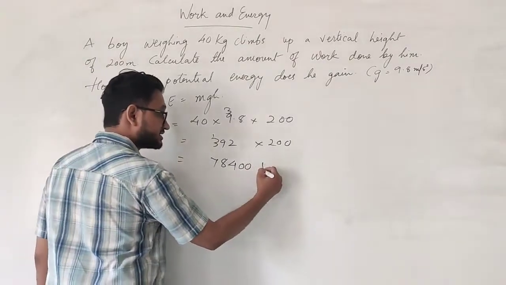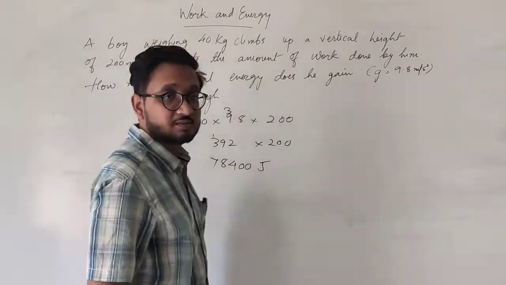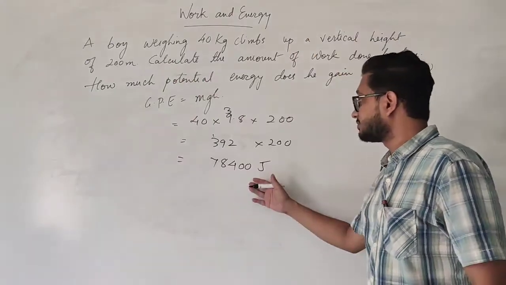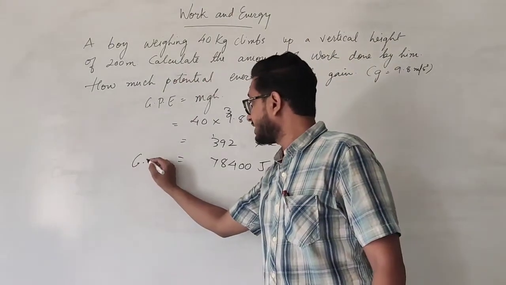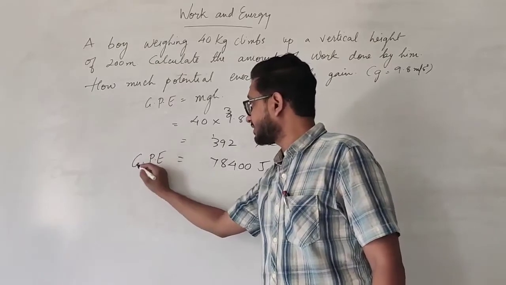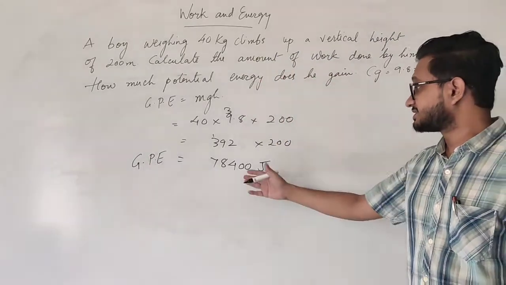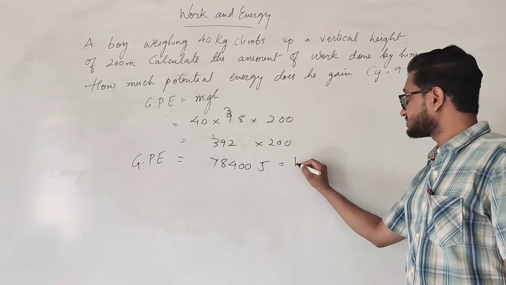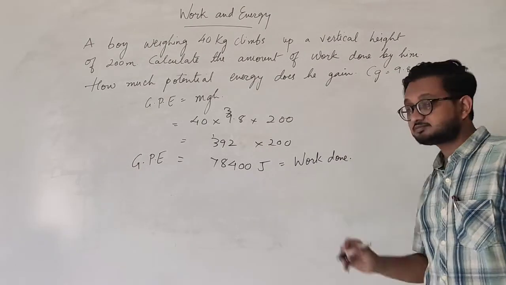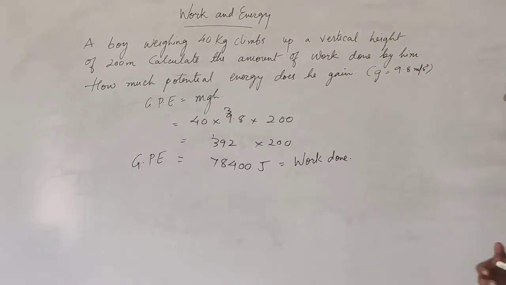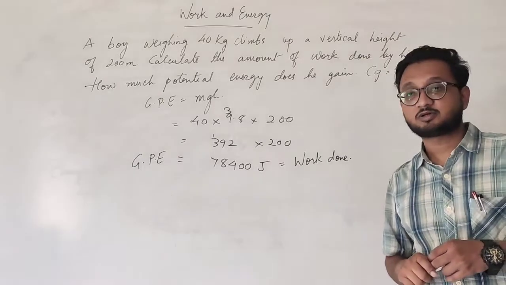So this is the amount of work done by the ball, or this is the amount of gravitational potential energy of the ball. They both are same. Okay. This is the gravitational potential energy. This is also the work done by the ball. I'll give you a moment to write it in your notebook.